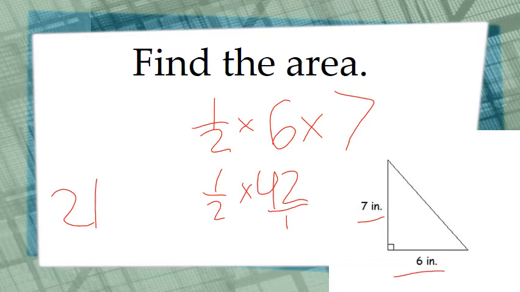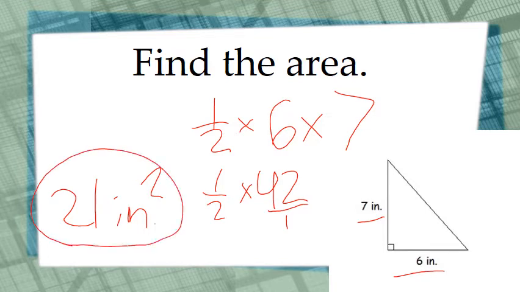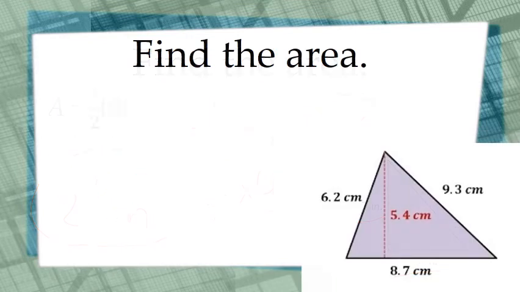Remember, just like yesterday, we got to write our unit. So our unit in this case is inches. But just like yesterday, we're going to put that little 2 at the top because it's inches squared. You multiply the 2 inches together, so you write your unit squared. But the final answer is 21. We took 6 times 7, base times height, multiplied it by half, and we got 21 inches squared for this triangle, the area of this triangle.